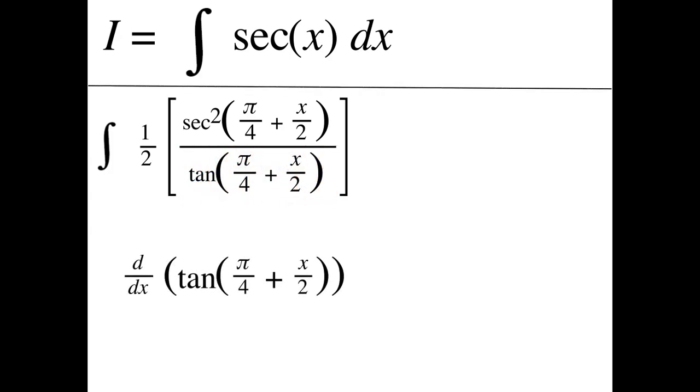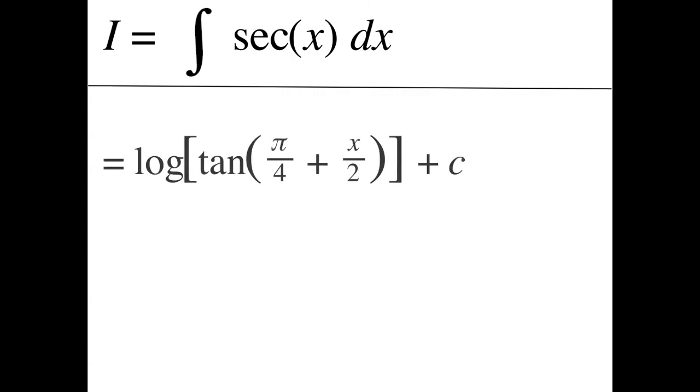For that we are going to take the derivative of tan of (pi by 4 plus x by 2). So what's the derivative of it? It's simply 1 by 2 sec square of (pi by 4 plus x by 2). Now it's clear that there is the derivative, right? Now we can use the integral. So after we use the integral, we'll get log of tan of (pi by 4 plus x by 2) plus c. Now this is the other solution for this type of integral.